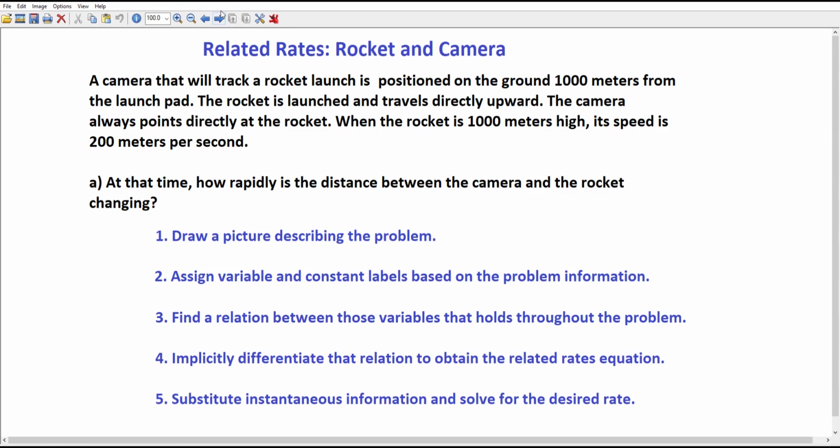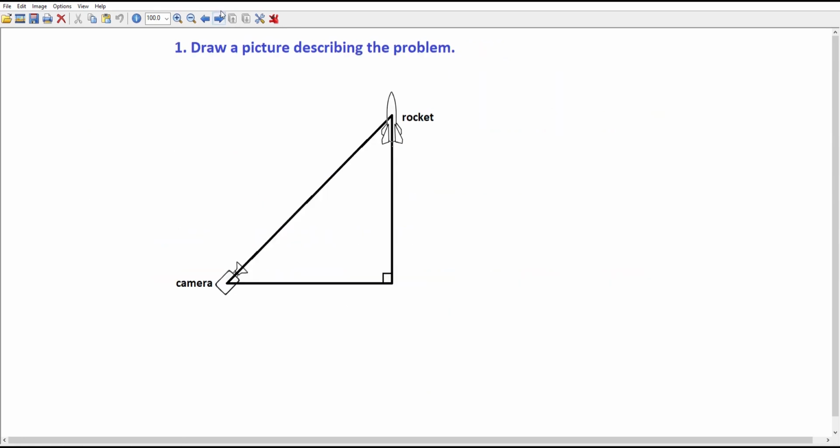Okay, so first we draw a picture. And in this particular case, we have the camera pointed at the rocket, which is flying straight up, and you can see that there's a right triangle.